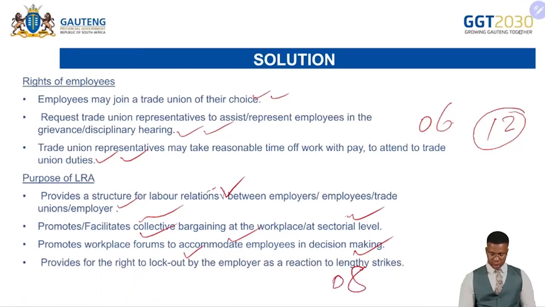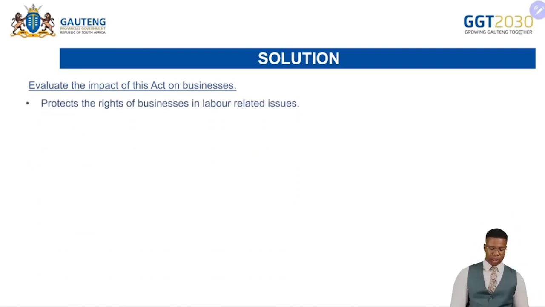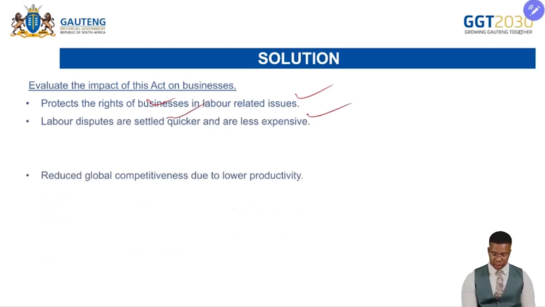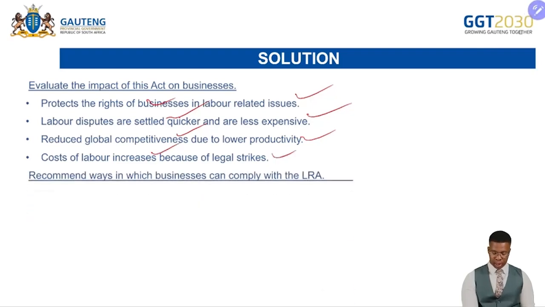Then evaluating the impact, it protects the rights of the business when it comes to labor related issues. Another one is that labor disputes are settled quicker and they become less expensive, and it reduces global competitiveness due to lower productivity. Those are negatives, and the cost of labor increases because of legal strikes. Then get your 8 there.